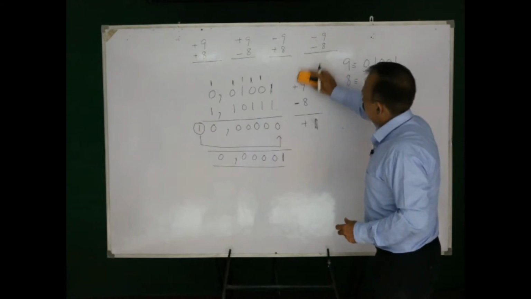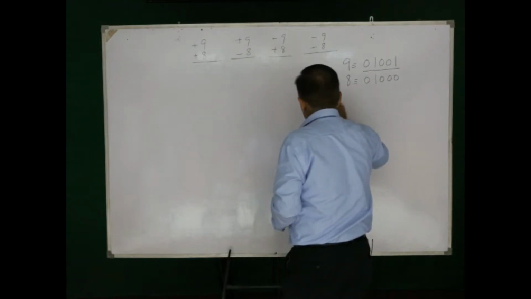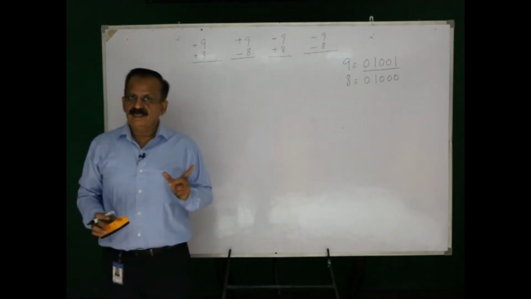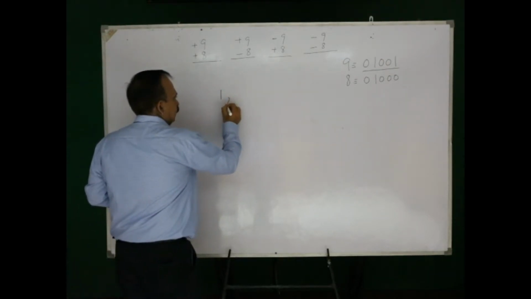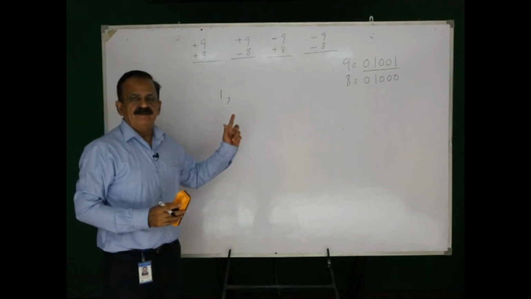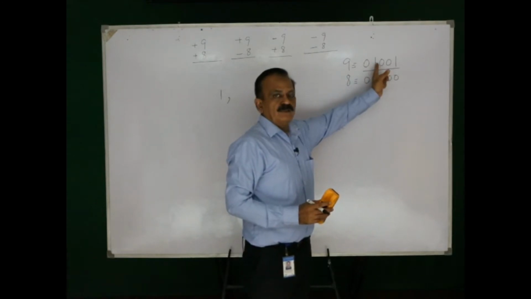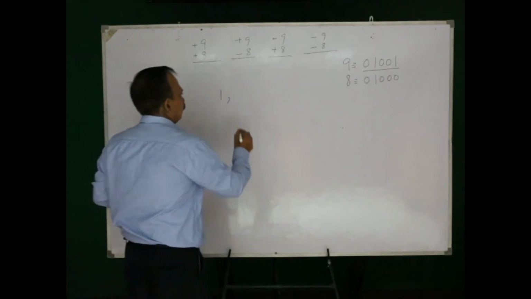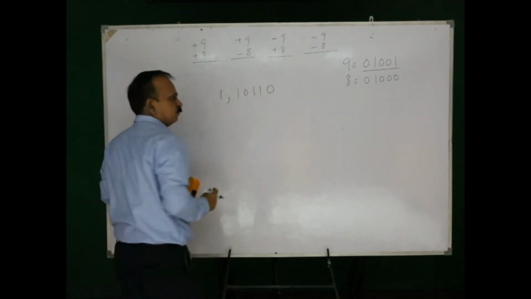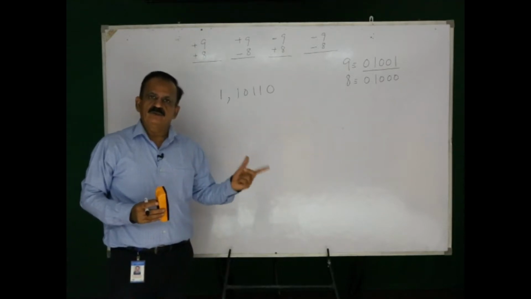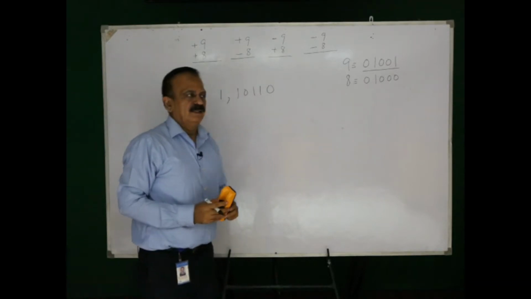Now let us start with the third example, and that is minus 9 and plus 8. Yes, 9 is the negative one, so I will say 1. Why 1? Because the sign of a negative number is represented by 1. Now since it is negative, I will be taking 1's complement of this, and 1's complement of this will be 1, 0, 1, 1, 0. What I did is converted 0 to 1 and 1 to 0. This is nothing but 1's complement of the number 9.